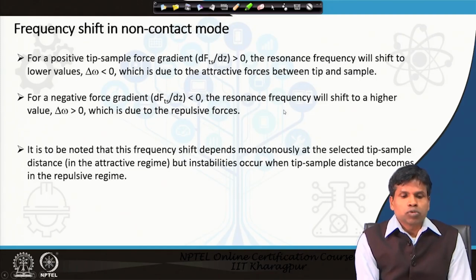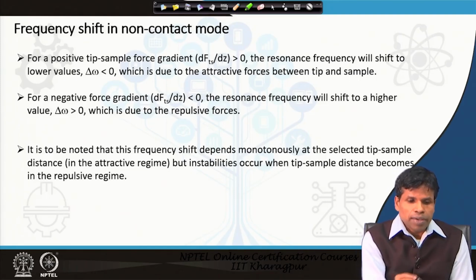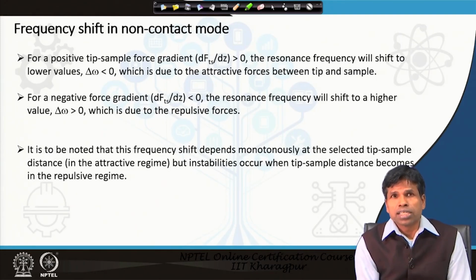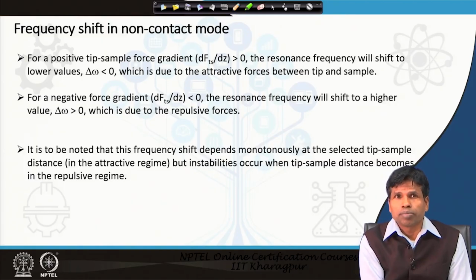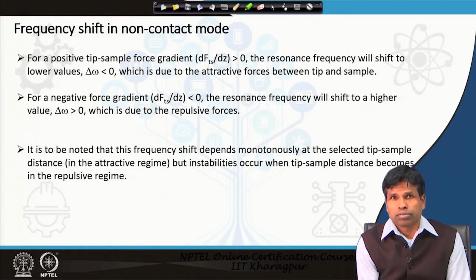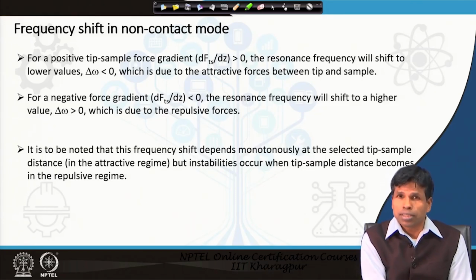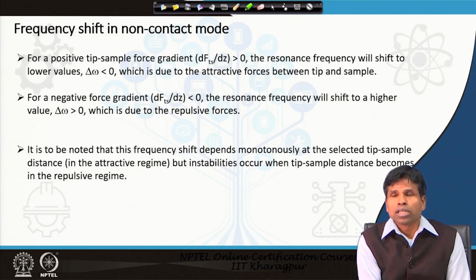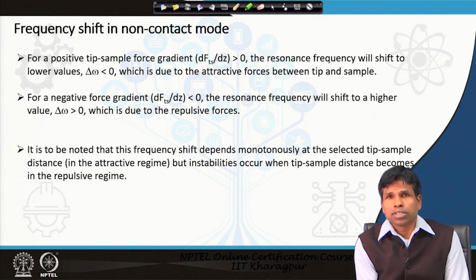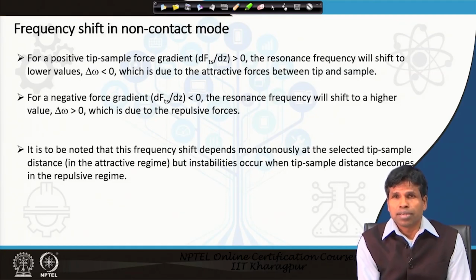Now, the frequency shifts in the non-contact mode. If the tip sample force gradient is greater than 0, the resonance frequency will shift to a lower value due to the attractive force between the tip and sample. So, frequency shift occurs in the negative direction when there is an attractive force between the tip and sample. On the other hand, the frequency will shift to a higher value, towards the positive side, if there is a repulsive force between the tip and sample.